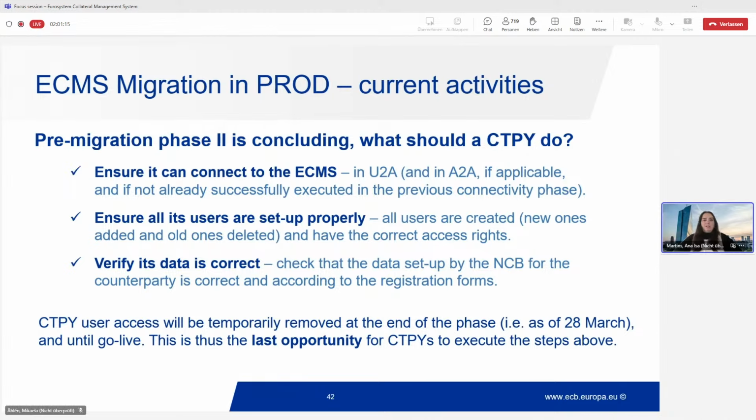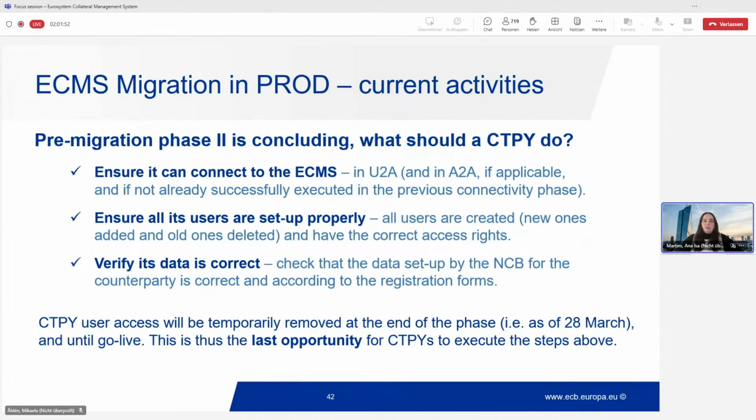So what should the counterparty do? We have 1 week to finish, but during this phase, you should have ensured, and you can still do it, that you can connect to the ECMS. This is in U2A. Even though the testing of the connectivity of a counterparty, both in U2A and A2A, is done during the connectivity phase, and this took place in May 2024. During the pre-migration, you can always access in U2A, so you can always test the U2A connectivity, and A2A connectivity, if applicable for your counterparty.